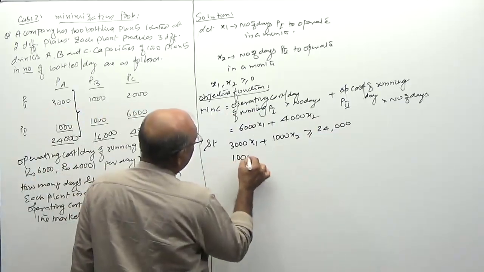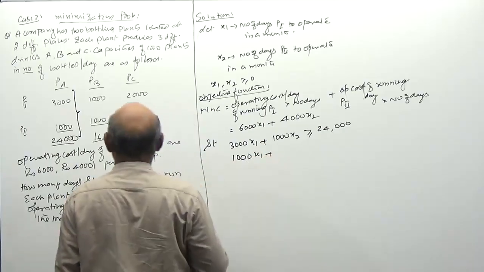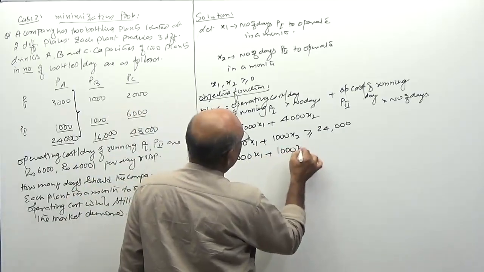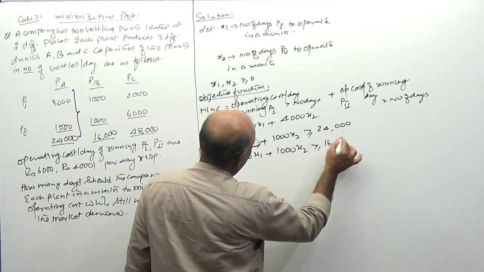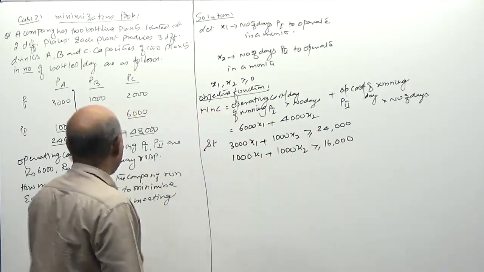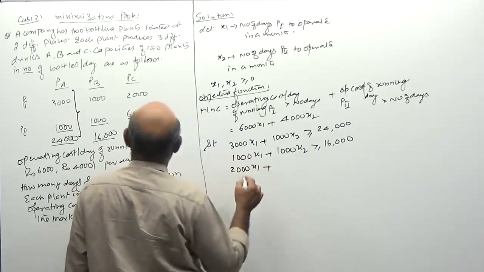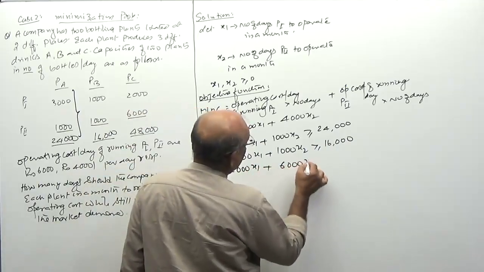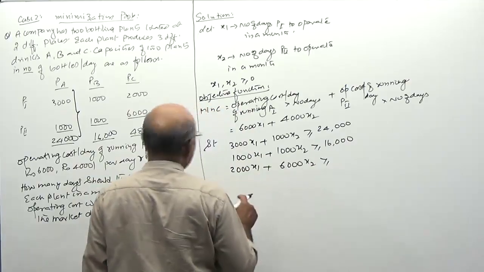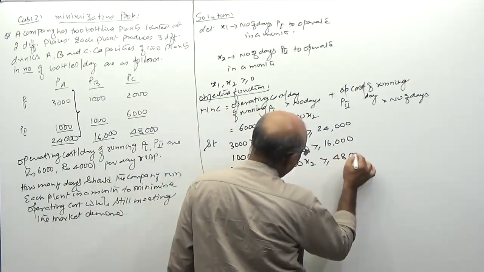Next, 1000 into x1 plus 1000 into x2 must be greater than or equal to 16,000. Here it is 2000 into x1 plus 6000 into x2 must be greater than or equal to 48,000.